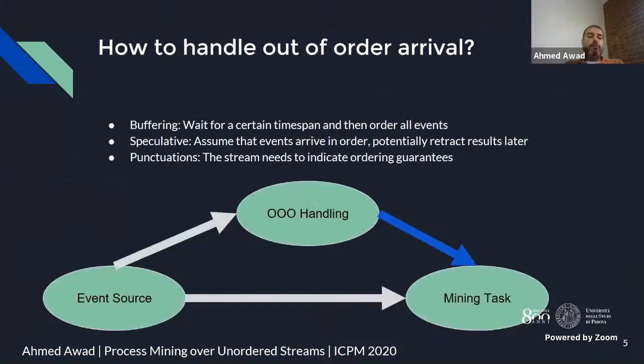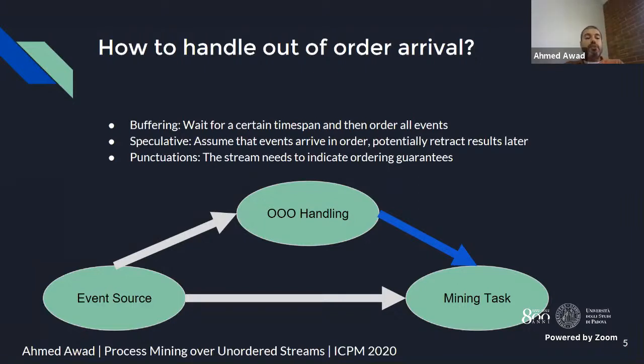In the literature of stream processing, there are basically three techniques for handling such out-of-order arrival. The first is buffering, which is the simplest: you wait for a time window and keep collecting the events. Once the window closes, you simply reorder those events to account for any out-of-order arrival in this window, and then send these events in the right order downstream to the respective operator, which could be a mining operator in our case.